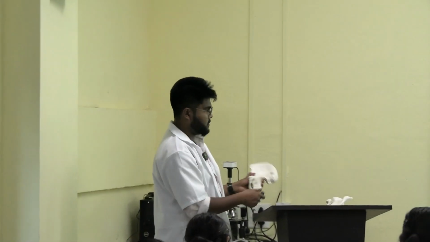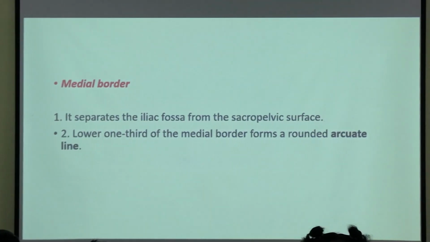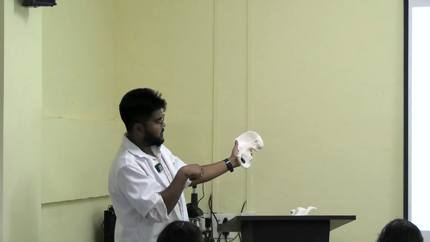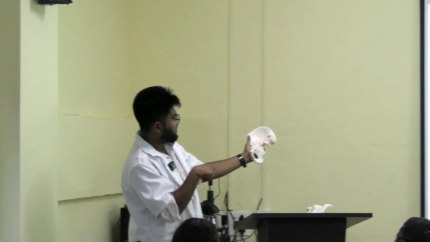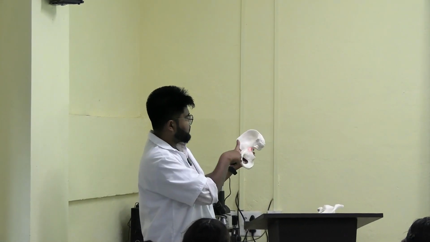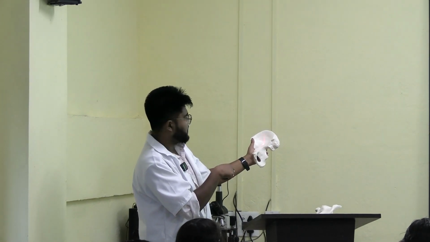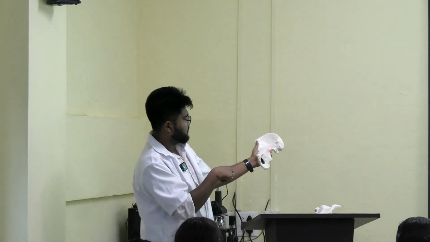And see, the lower 1/3 of the medial border forms a rounded arcuate line. So this is the lower 1/3 of the medial border. This is the medial border, and this is the lower 1/3. This portion forms one line. It is called the arcuate line. This is the arcuate line.